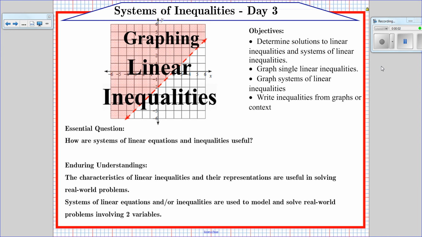Hi everybody, this is a video on systems of inequalities. In this video we are going to write inequalities from graphs, and we'll be writing systems of inequalities from graphs, which means we'll be writing at least two of them.